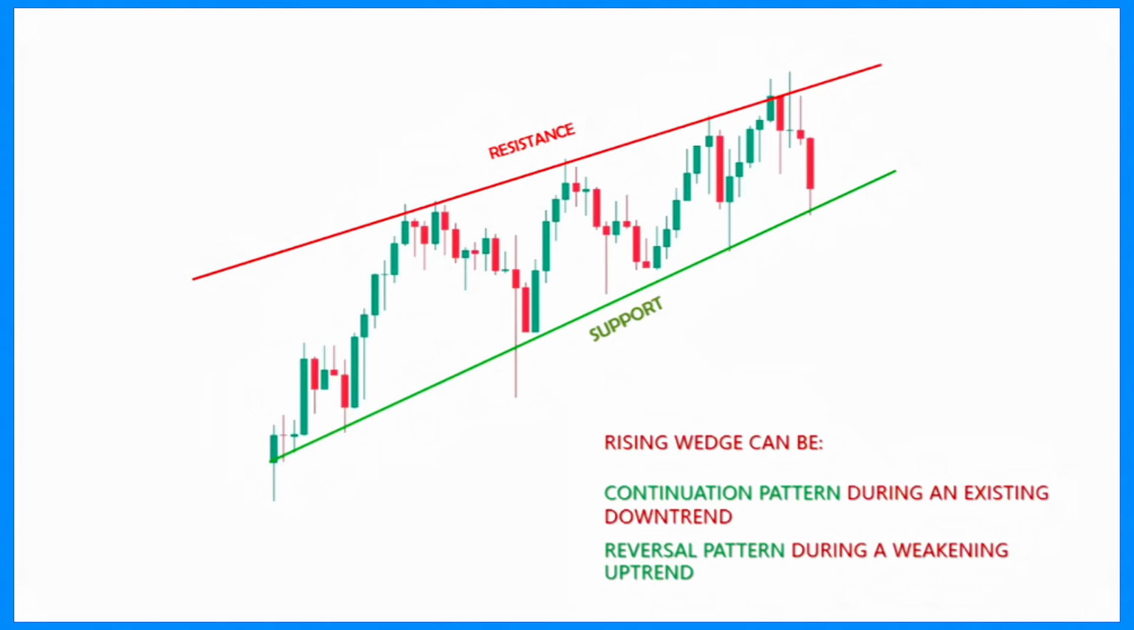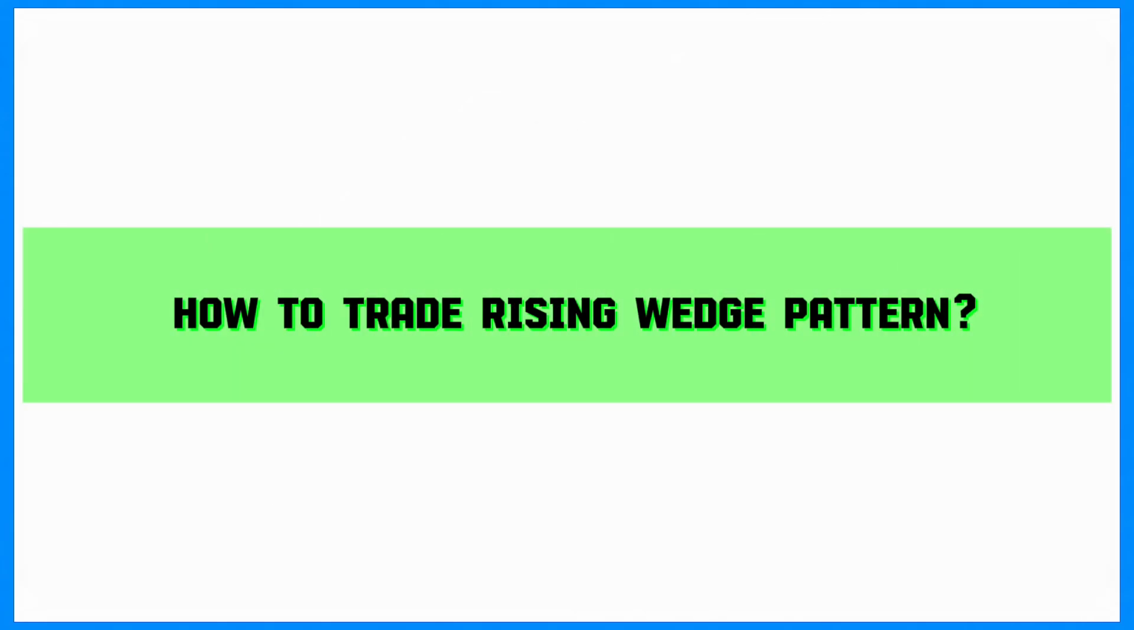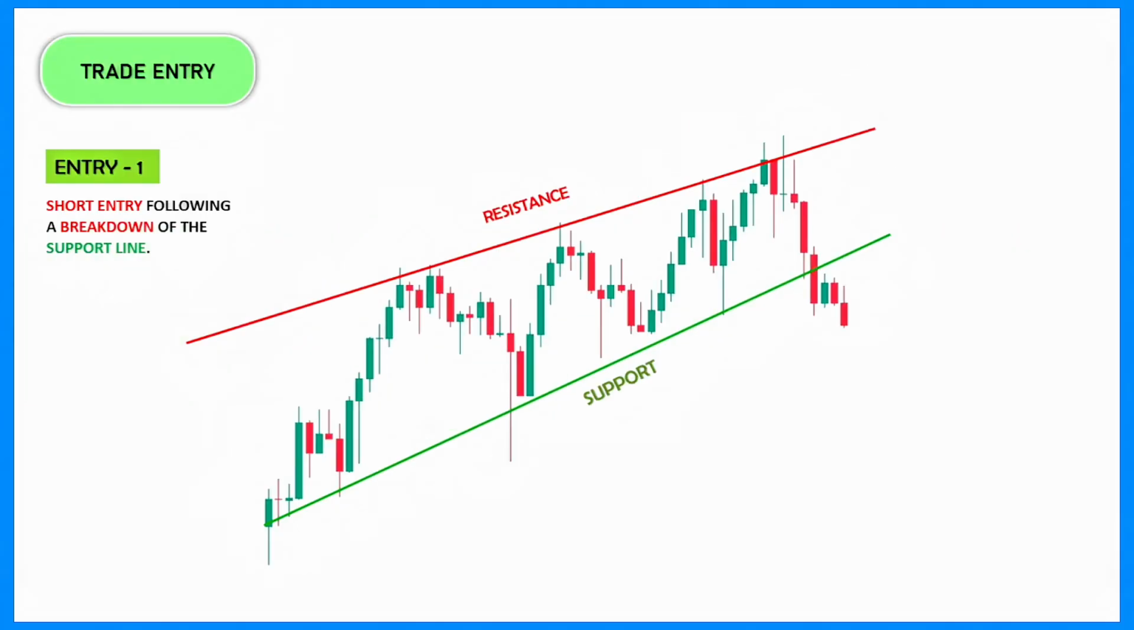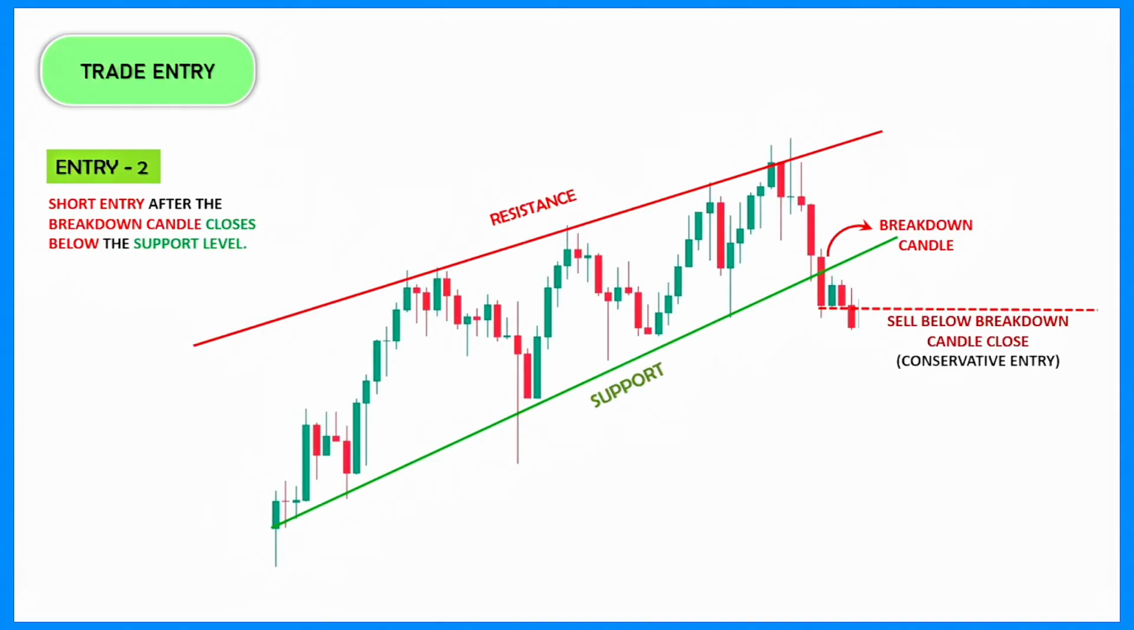Now that you've learned how to identify the rising wedge, let's move to how to trade it, including the entry, stop loss, and target criteria. Since this is a bearish pattern, we're only interested in short trades once the support trend line breaks. There are two main entry methods. One, enter immediately when the price breaks below the support trend line. You can place your short position at the breakout candle close or slightly below its low.